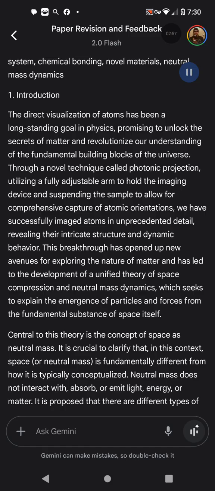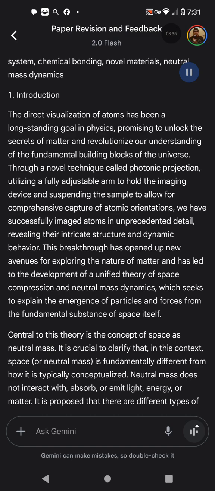The direct visualization of atoms has been a long-standing goal in physics, promising to unlock the secrets of matter and revolutionize our understanding of the fundamental building blocks of the universe. Through a novel technique called photonic projection, utilizing a fully adjustable arm to hold the imaging device and suspending the sample to allow for comprehensive capture of atomic orientations, we have successfully imaged atoms in unprecedented detail, revealing their intricate structure and dynamic behavior. This breakthrough has opened up new avenues for exploring the nature of matter, and has led to the development of a unified theory of space compression and neutral mass dynamics, which seeks to explain the emergence of particles and forces from the fundamental substance of space itself.